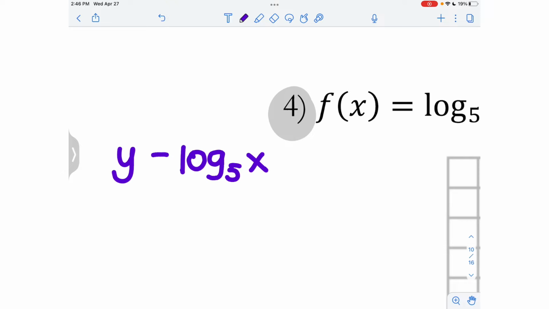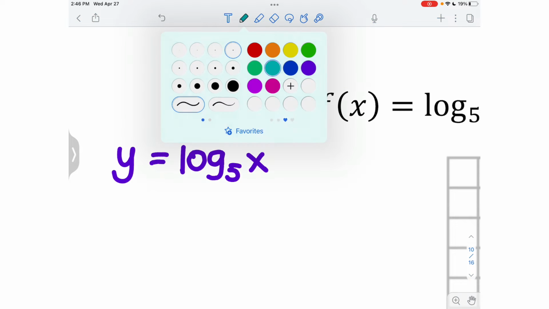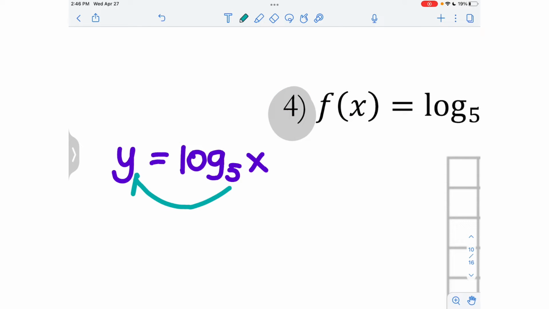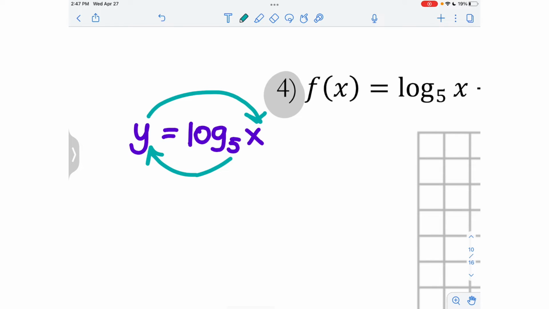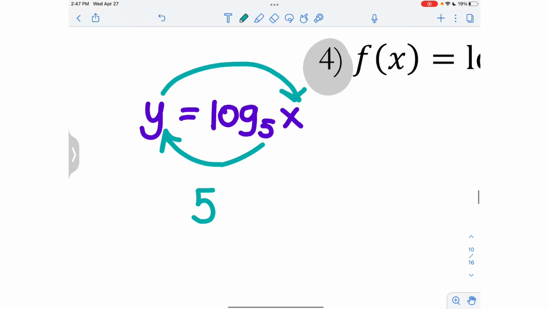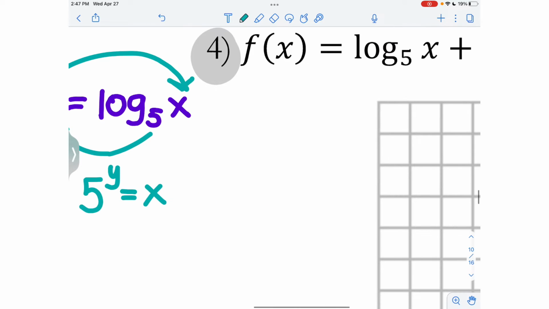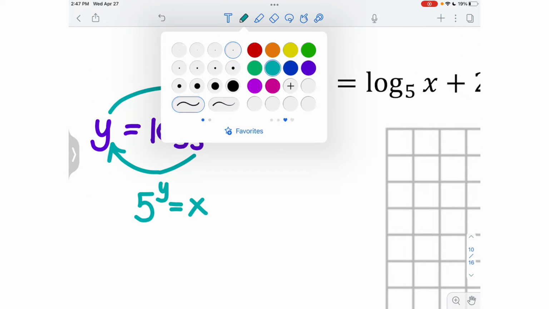We could put y equals. Logs can be tough to work with, so I like to rewrite this immediately as an exponential equation. To do that, you circle up. We're going to do 5 to the y equals x, and you make your chart based off of this.